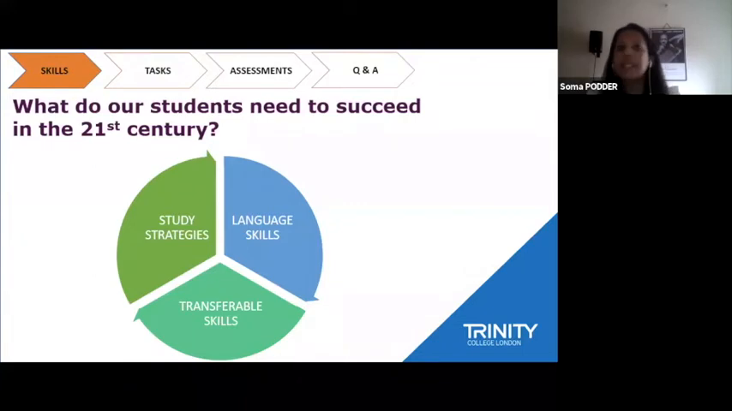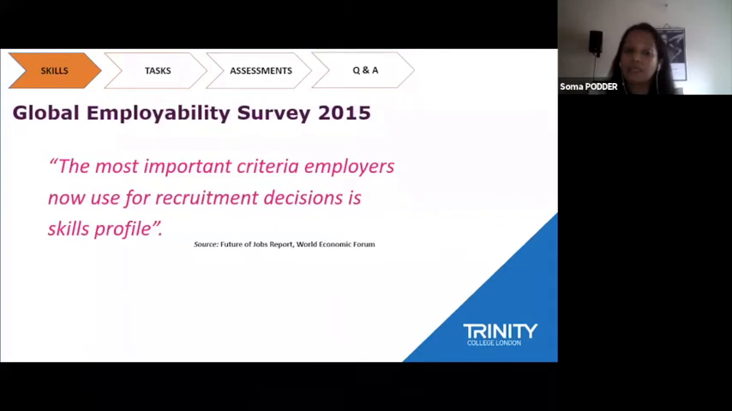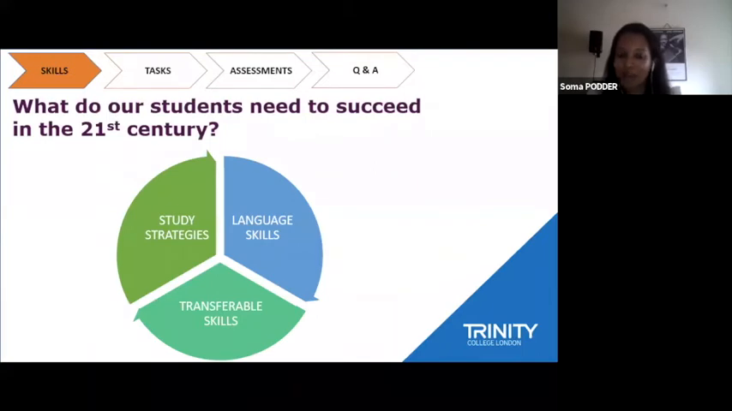Now, what do you think our students need in order to succeed in the 21st century? I'm going to rephrase this question. What do you think educators and employers all over the world are looking for from our candidates, from our learners? Are they just looking for candidates with good grades and good language skills? Absolutely not. What employers and educators want is for candidates to demonstrate that they have a skills profile. So our candidates will have to demonstrate not just language skills, but also essential, some crucial transferable skills and healthy study strategies.